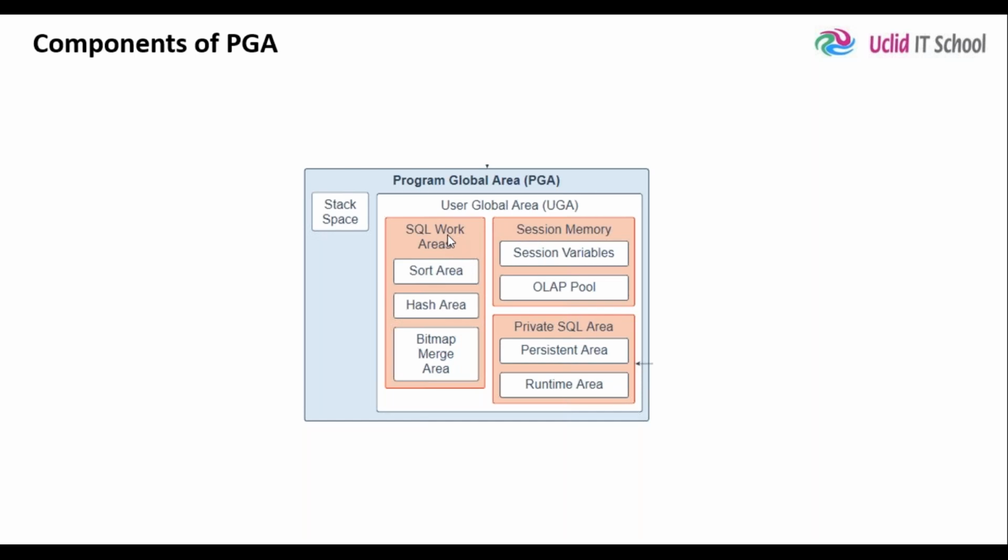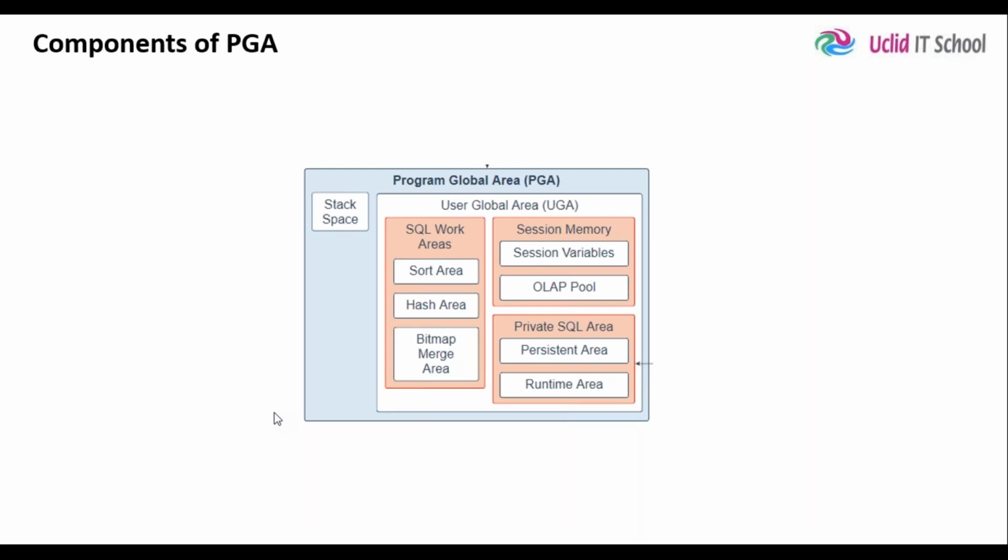SQL work areas is the memory used for sorting, hashing, and merging of the data. So when you issue SQL statements, data may be sorted and hashed, or data may be merged from different tables. All those operations are performed inside this area.